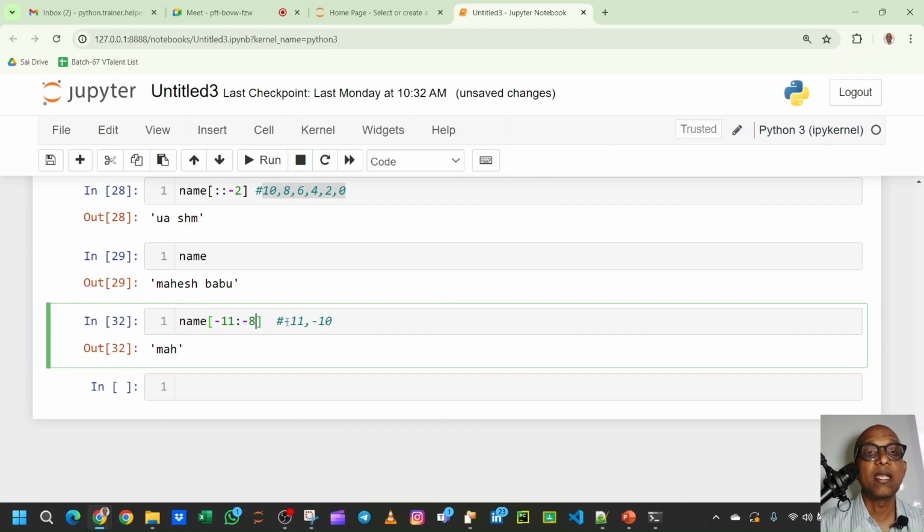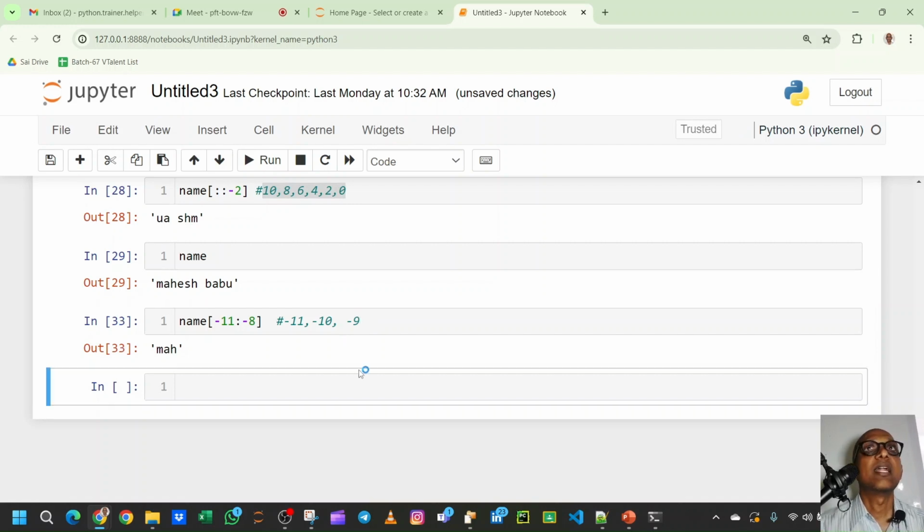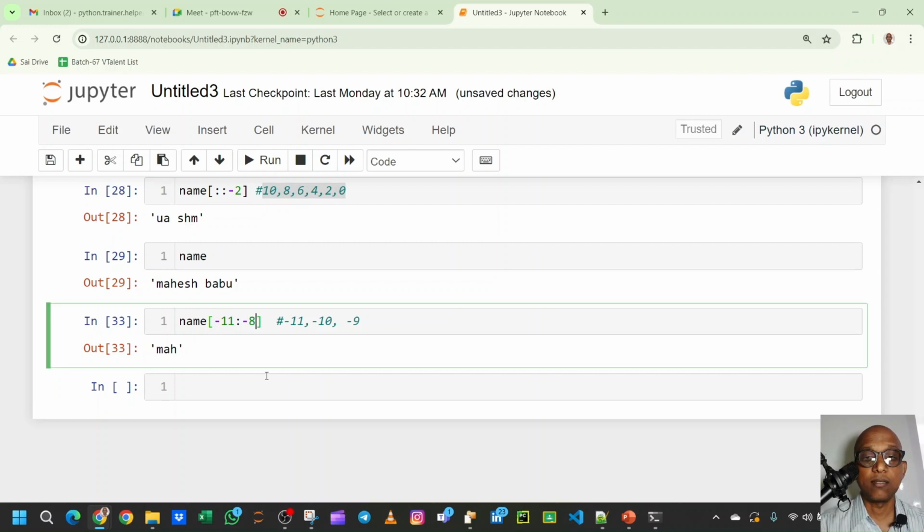So see how we are getting it. -11 plus 1, how much is it? -10. -10 plus 1, how much is it? -9. And -9 plus 1, how much is it? -8, which is excluded. So I'm just going to get the value something like this. The default incremental value is always 1, whether you're using positive numbers or negative numbers, it does not matter. If you want, yes, you can change it.